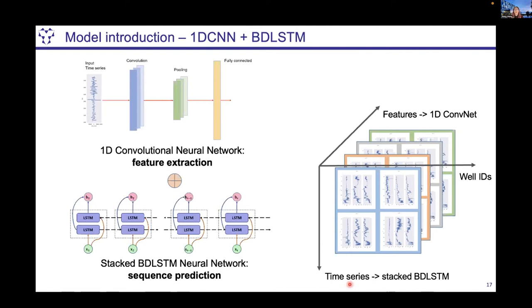So it is for the stacked bidirectional long short-term memory to let it learn how to predict the later sequential data. And the other direction is for the features. The features include, like we mentioned, the instantaneous amplitude, frequency, and the near, mid, far offset seismic data. Those are for the 1D CNN for feature or key pattern learning.